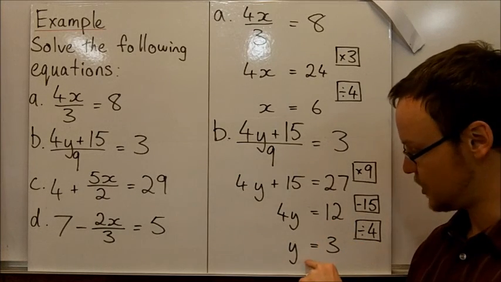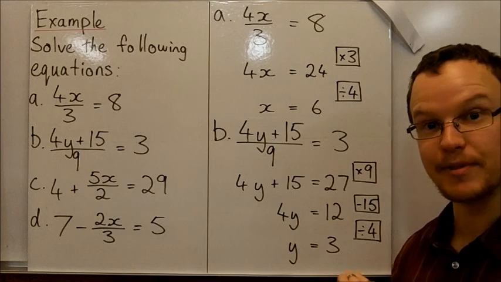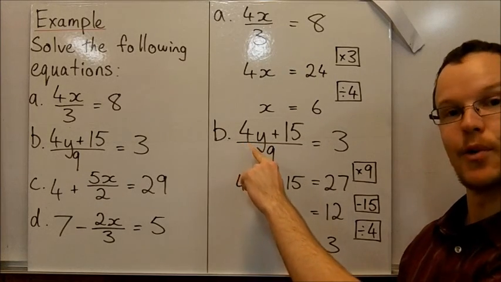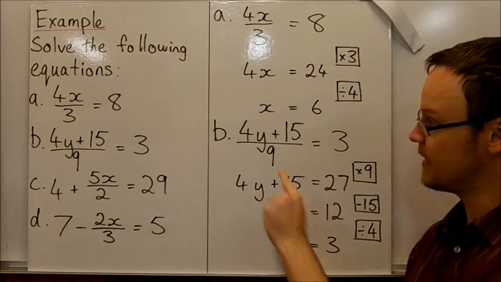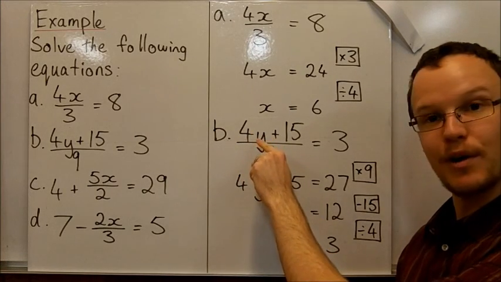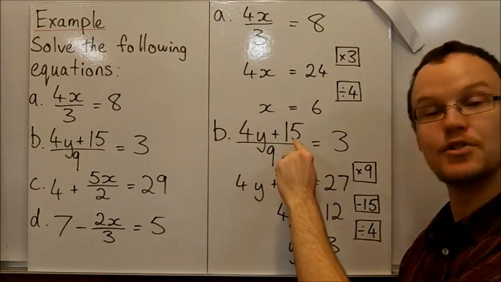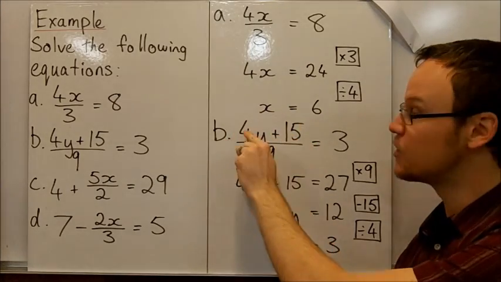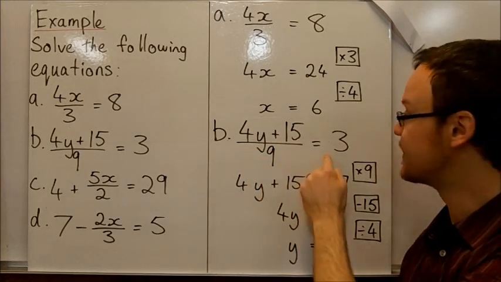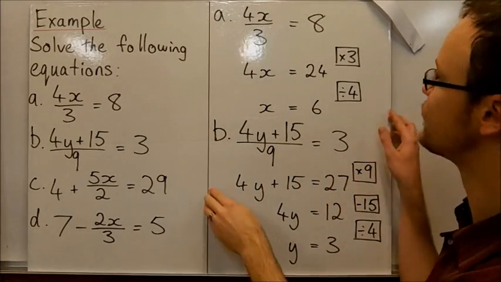Once again, we can substitute y equals 3, which is the answer that we found, back into our original equation to see if we've got an equivalent equation. So y equals 3. 4 times 3 is 12. 12 plus 15 is 27. So all of that on the top is 27. 27 divided by 9 is 3. So we're all good.